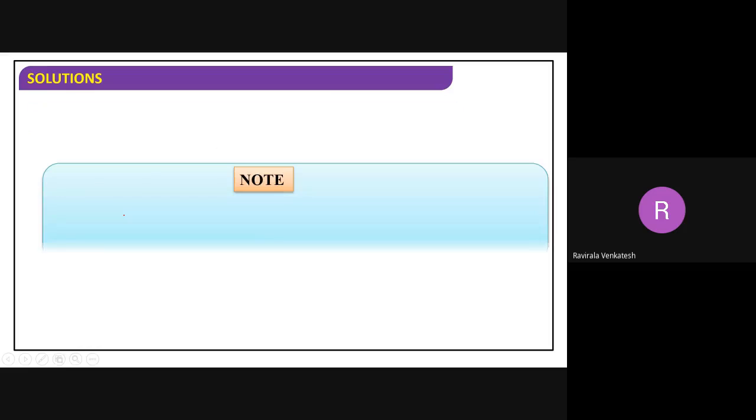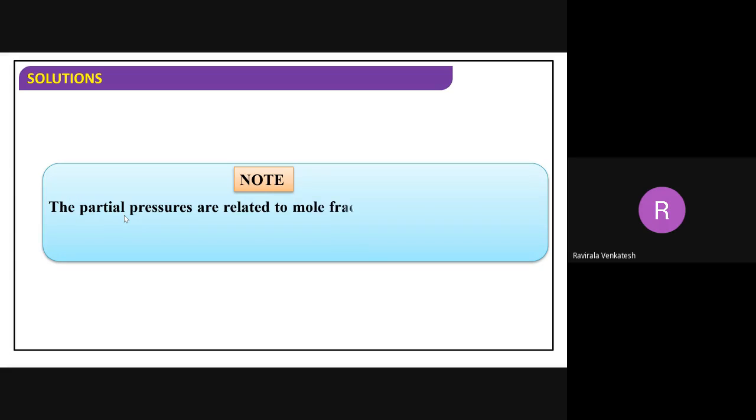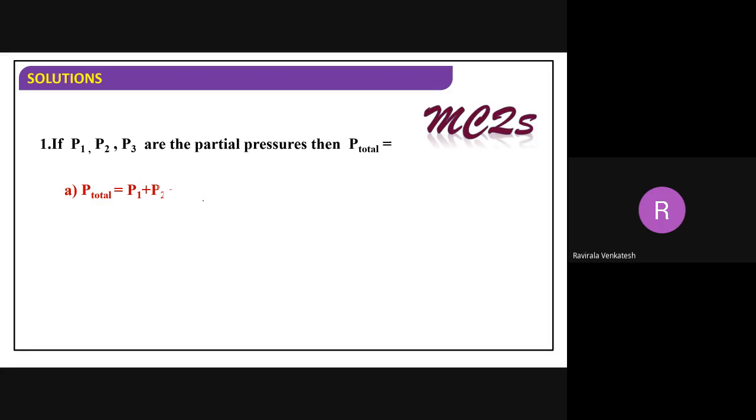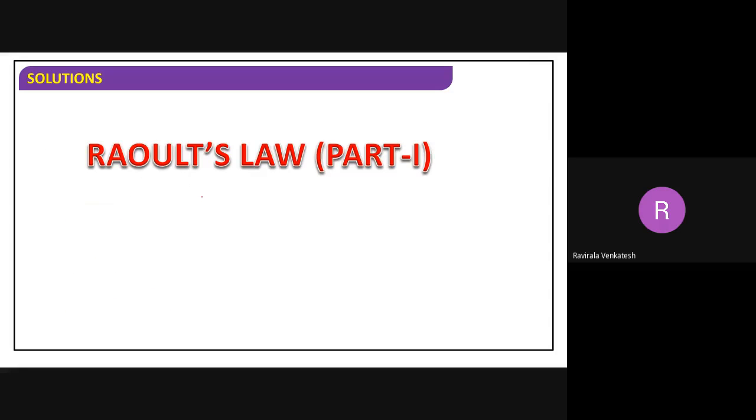Remember this. Next. The partial pressures are related to the mole fraction beta. According to which concept can you say this one? Partial pressures are related to mole fraction. Which concept have we taken now here? Now, Raoult's law, let me take.